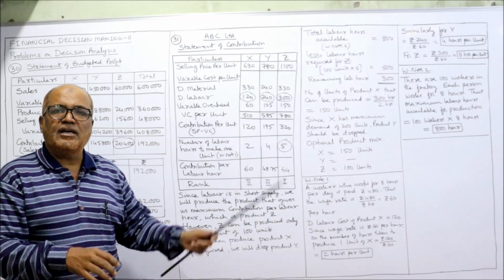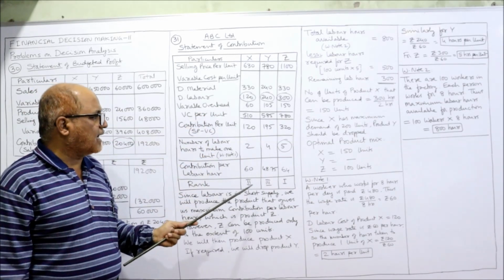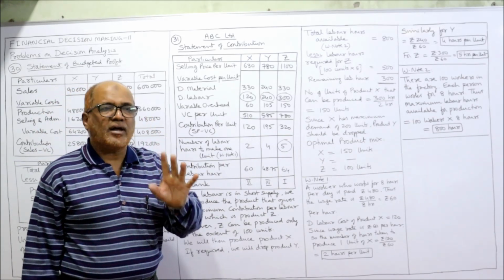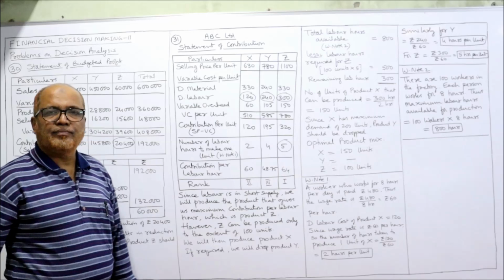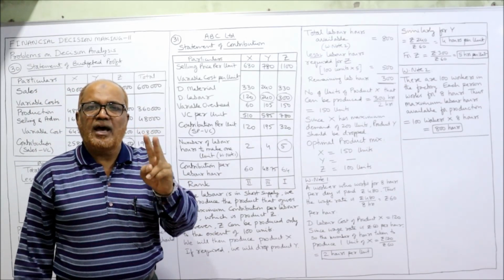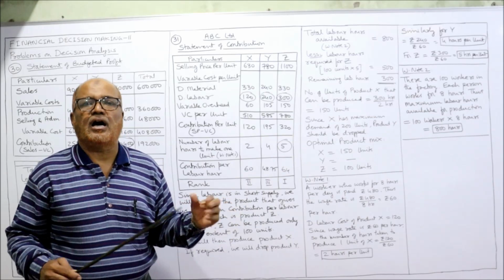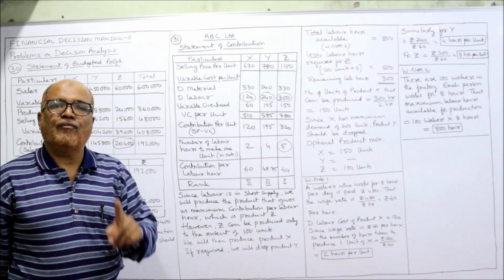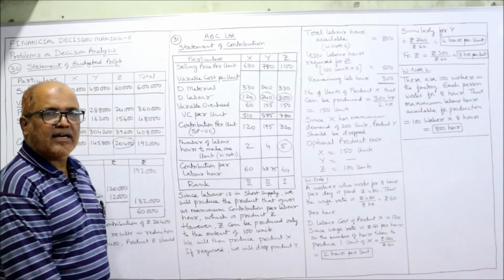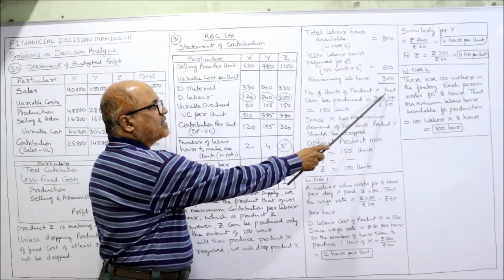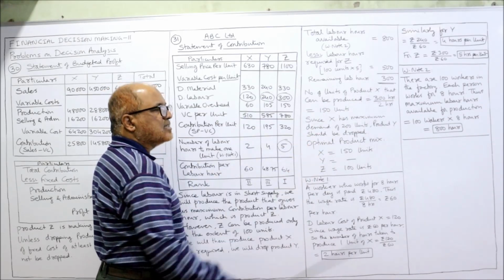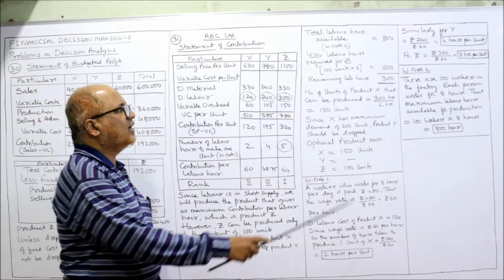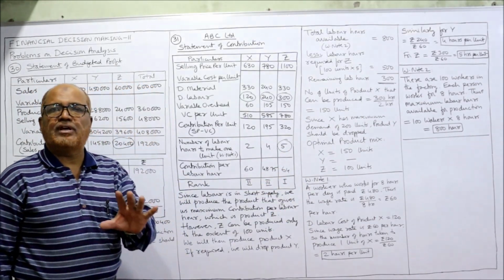Now first of all, we'll see how much time is required for X product, second rank. Each unit requires how much time? 2 hours. Each unit requires 2 hours and we have 300 hours in total. So how many units can we make? 300 divided by 2, 150 units we can make of product X.